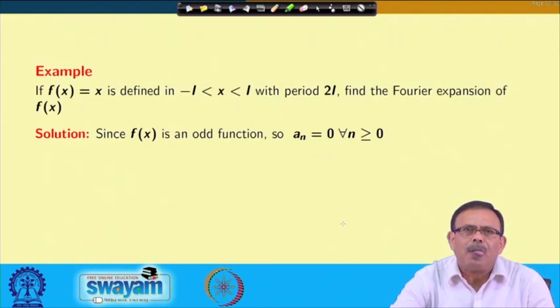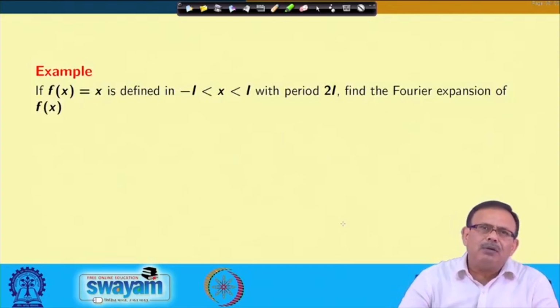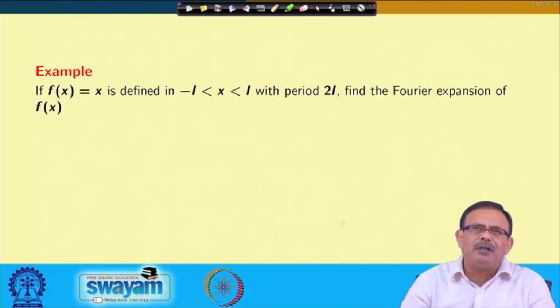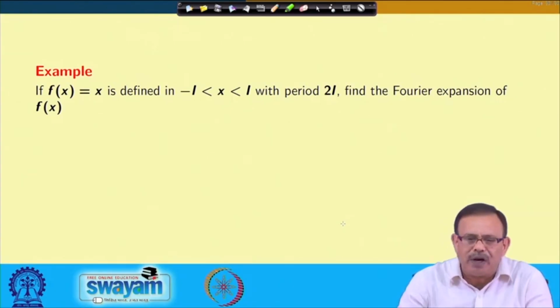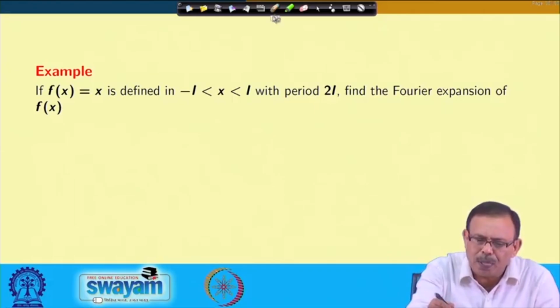And let us see, we have a function f x which is defined in the interval minus L to L with a period 2L. We want to find out the Fourier expansion of this function f x, which is defined in minus L to L.